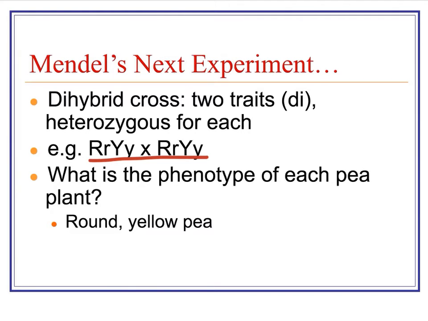And then he looked at the F2 generation. So notice if we're looking at these plants right here, big R, big Y, little y, that's their genotype. The phenotype of each of these pea plants would be round, seed shape, and yellow pea. So round and yellow is their phenotype. So let's look at the results that Mendel found.